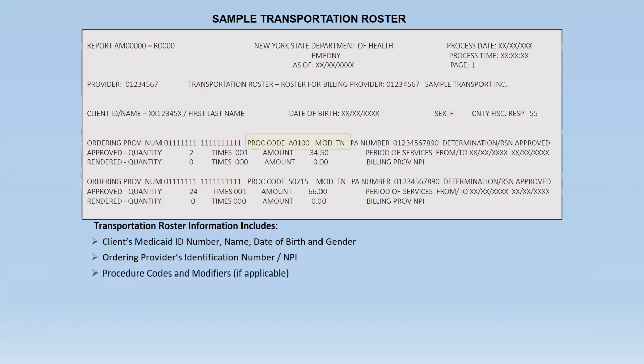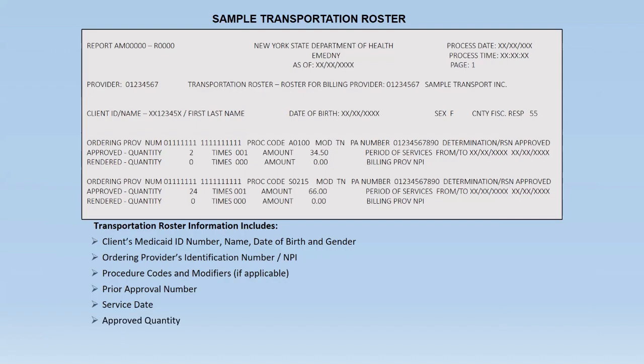In this example, there are two procedure codes, A0100 and S0215, both having a TN modifier. The 11-digit prior authorization PA number for your claim is next, followed by the approved date of service for the ride. The approved quantity for each procedure code is provided.